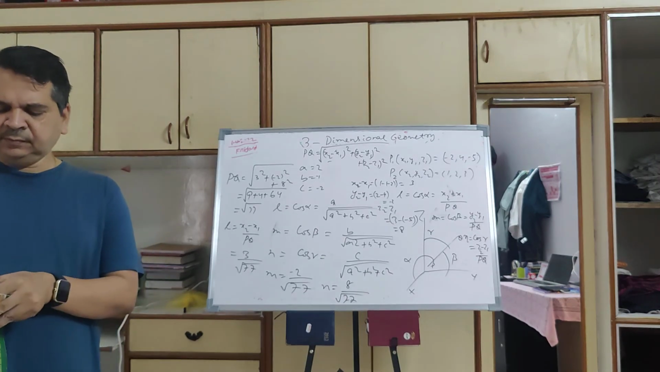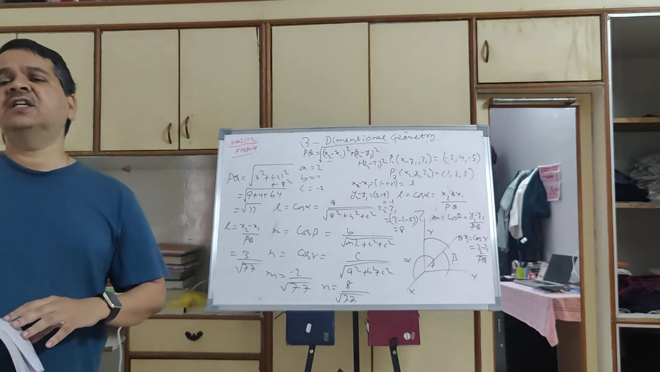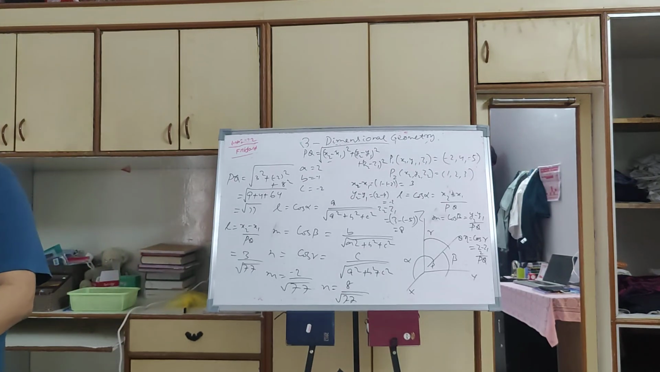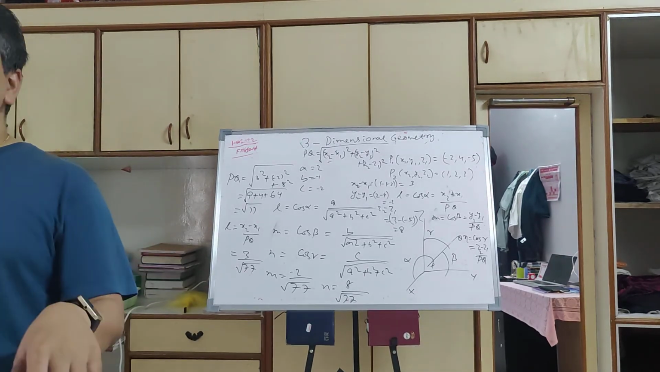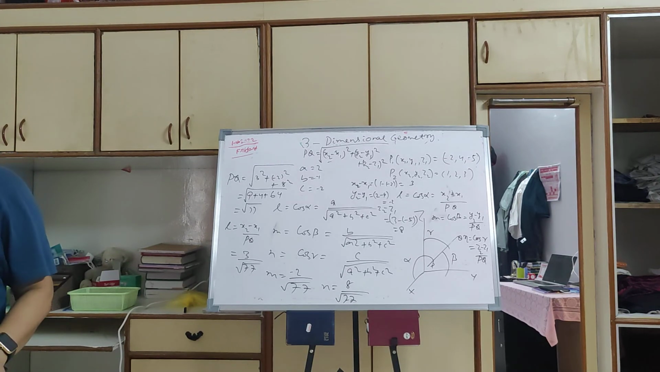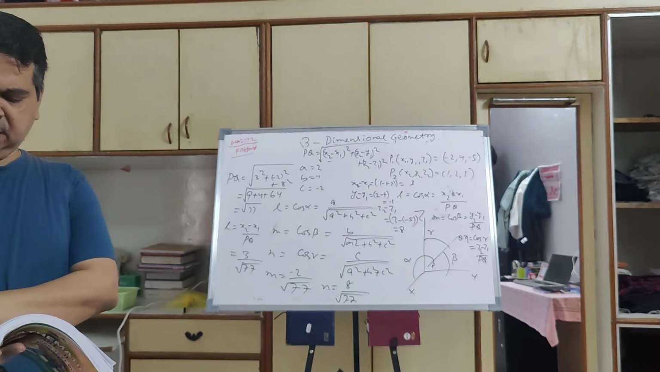So the angle between two lines, and then the minimum distance between two lines. How do you find the distance between two lines? Distance between two points is very easy to say, but distance between two lines means the minimum distance, the perpendicular distance. So how to find that?